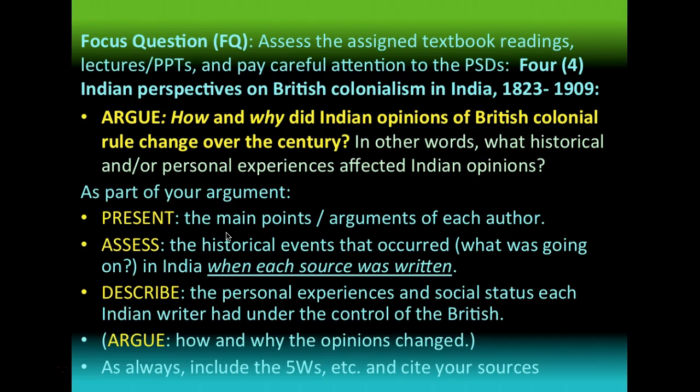So again, remember to present the main points or arguments of each author, assess the historical events that occurred, so describe what was going on in India when each source was written, and describe the personal experiences and social status of each Indian writer under the control of the British. And these are all things that you need to present, assess, and describe before you make that argument, or in addition to making the argument of how and why the opinions of Indian people changed over the century.